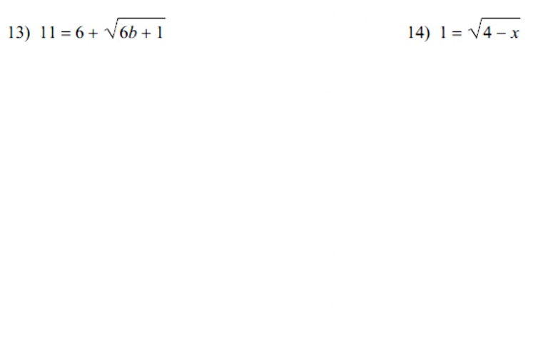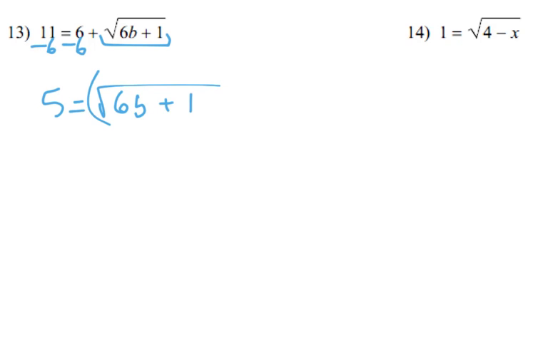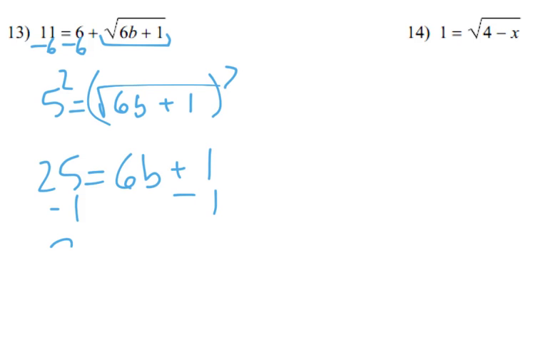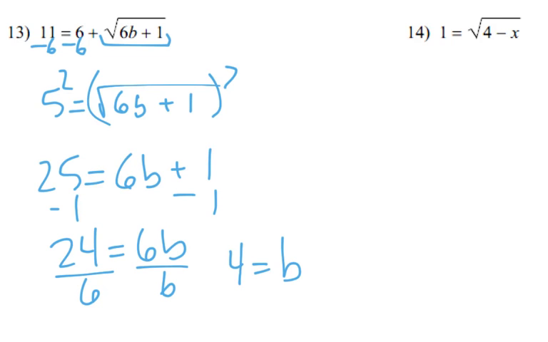Alright, now let's take a look at some radicals. Remember, the trick with radicals is to get those by themselves. So I'd subtract 6 to get 5 equals the square root of 6b plus 1. Then I square things, so I get 25 equals 6b plus 1. Subtract 1: 24 equals 6b. Divide by 6, and we get 4 equals b.